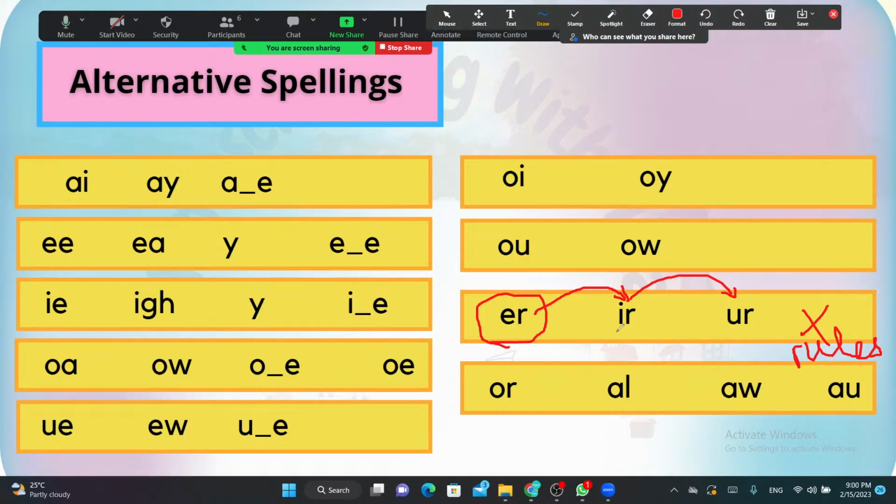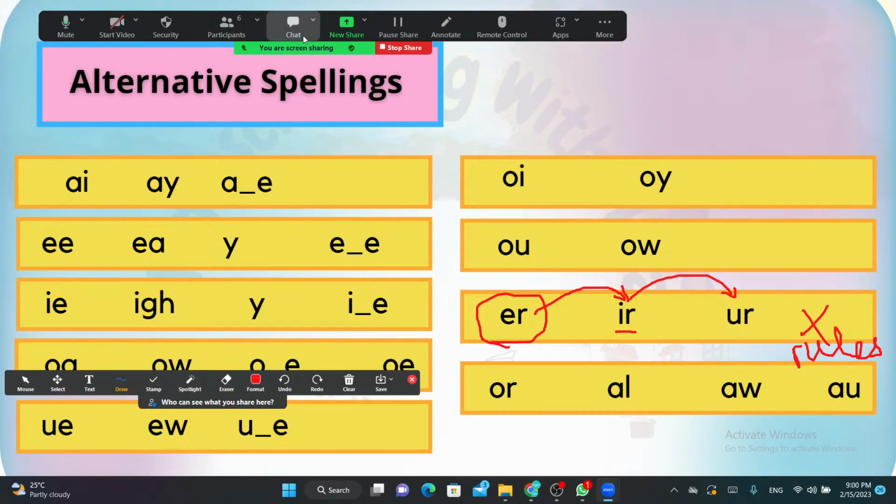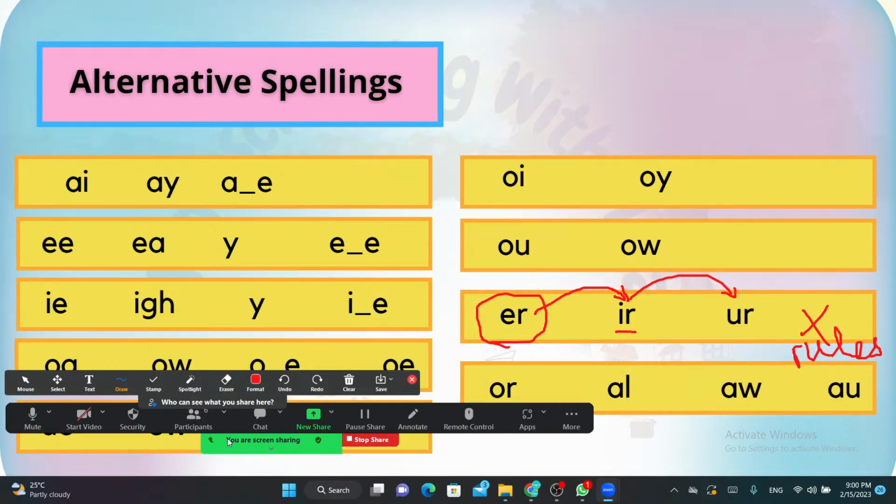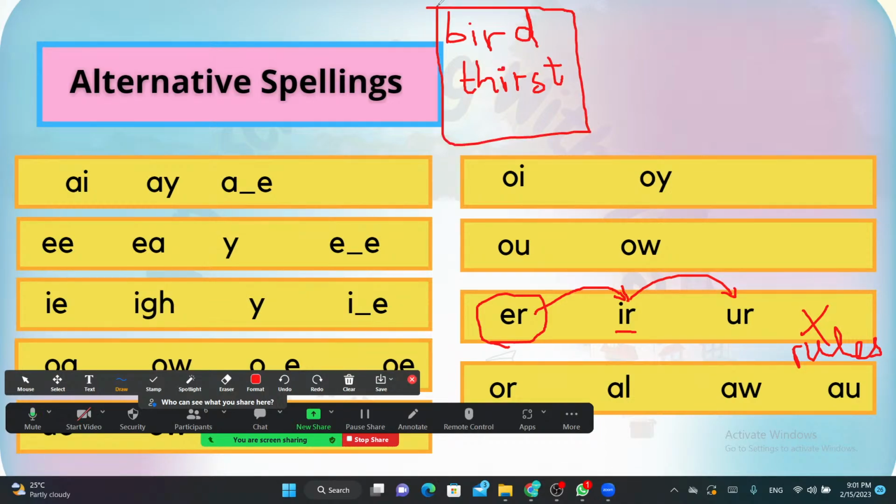For example, IR words are in nature. For example, nature words: bird. Bird is a natural thing. So IR is in bird. IR is in thirst. Thirst, being thirsty, is a natural phenomenon. So thirst is an IR word. This is one group. You will find some more examples in the proper video.